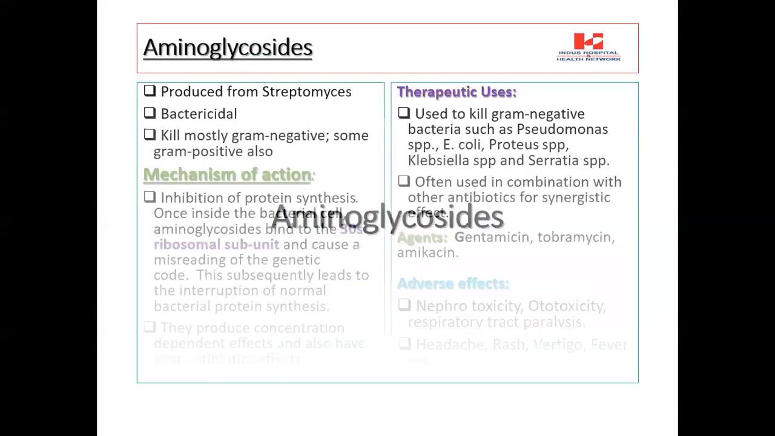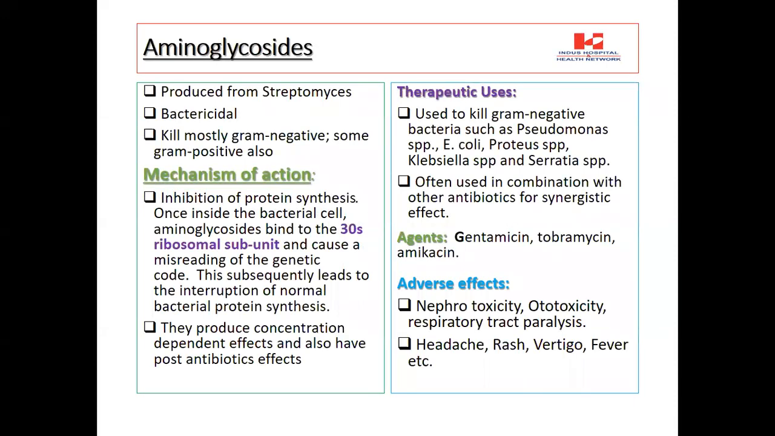There's another class, aminoglycosides. Aminoglycosides are produced from Streptomyces, and they have a bactericidal effect. They kill most gram-negative bacteria, and they also have some gram-positive activity in combination. Under therapeutic uses, they can cover Pseudomonas, E. coli, and Proteus species infections, and Klebsiella.